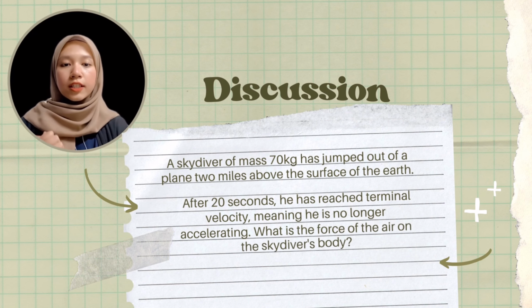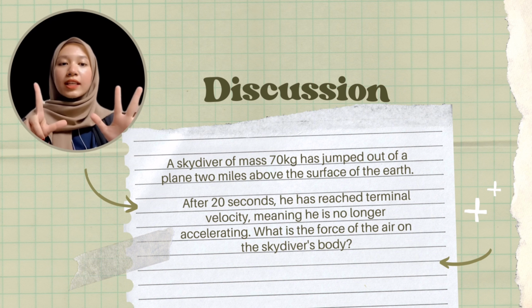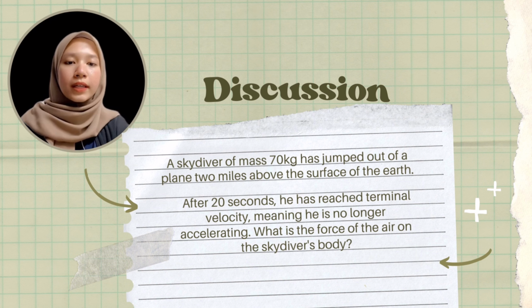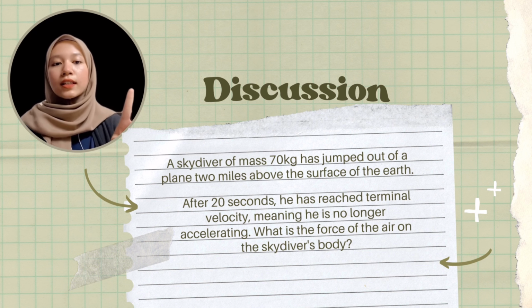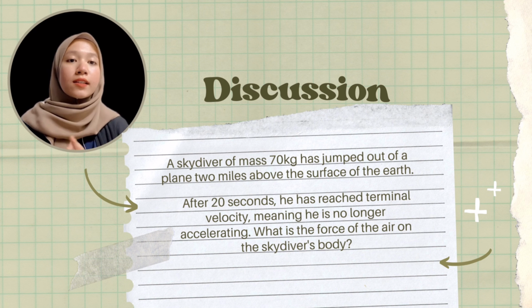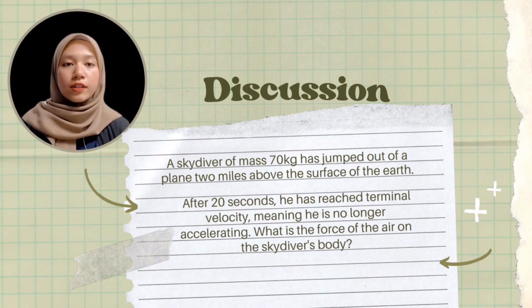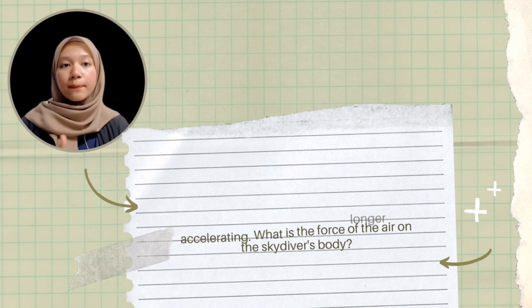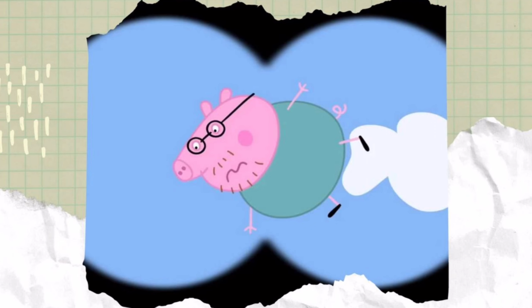For the discussion, a skydiver of mass 70 kg has jumped out of a plane 2 miles above the surface of the Earth. After 20 seconds, he has reached terminal velocity, meaning he is no longer accelerating. What is the force of the air on the skydiver's body? In this video, it shows the illustration example for our discussion.